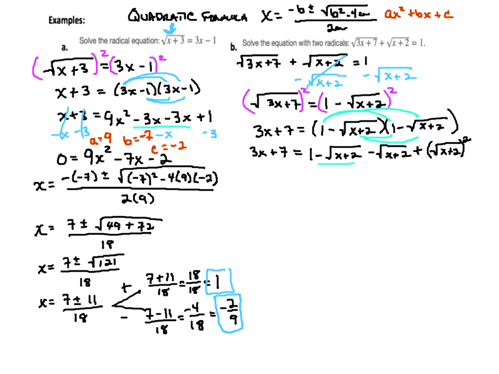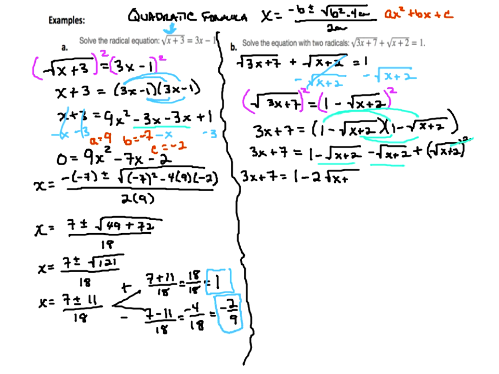So that's all I'm going to do in this next step. I'm going to do 2 things. I'm going to combine my like terms here, and I'm going to square that square root so that it goes away. Here's what I'm left with so far. Let me just give a little barrier between these 2 problems. Okay. So I have 3x plus 7 equals 1. Okay, the negative square root of x plus 2 combined with the negative square root of x plus 2 says I have negative 2 square roots of x plus 2.